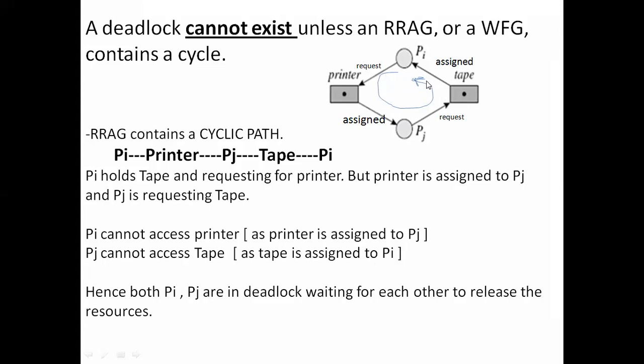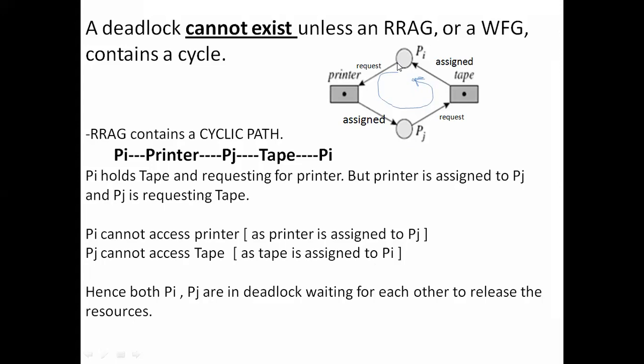Okay, so we have a loop here. So the starting point will obviously be Pi, where Pi is requesting the printer. This printer is assigned to Pj. This process Pj is requesting the tape, and this tape is already held by the process Pi. Okay, so Pi cannot access the printer as the printer is assigned to Pj. Similarly, this process Pj cannot access the tape drive. Why? Because the tape drive is already assigned to the process Pi.